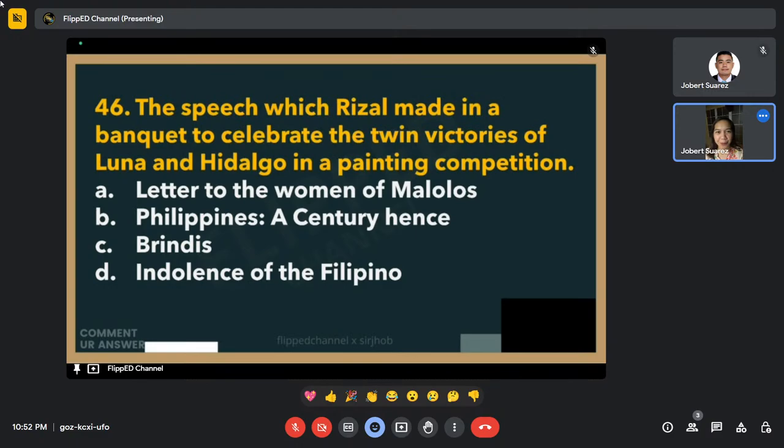Number 46. The speech which Rizal made in the banquet to celebrate the twin victories of Luna and Hidalgo in the painting competition. Life and works of Rizal tayo ngayon. Naka-46 na tayo, apat na lang. Itong speech na to, ginawa niya para kay Luna, kay Hidalgo, nung nanalo sila sa painting competition. Ano bang tawag doon sa speech na yun?